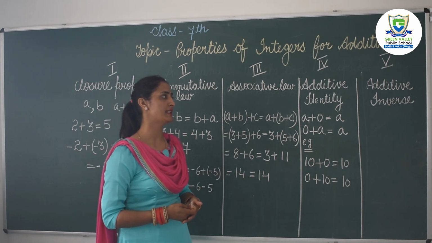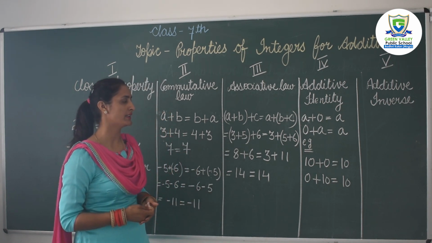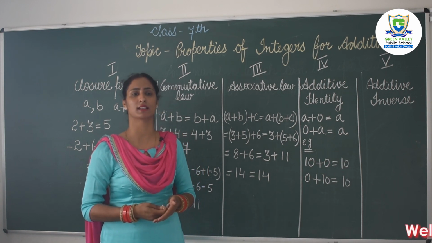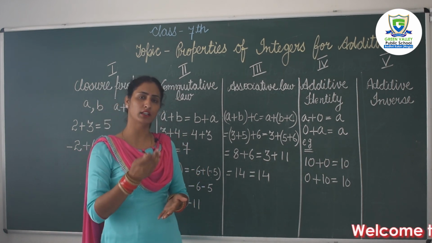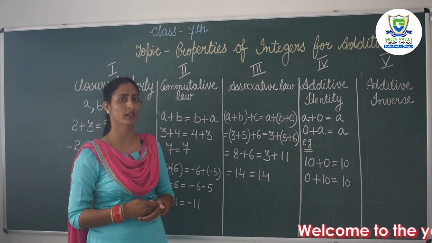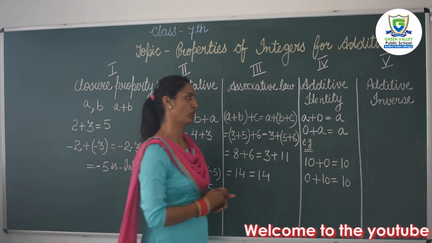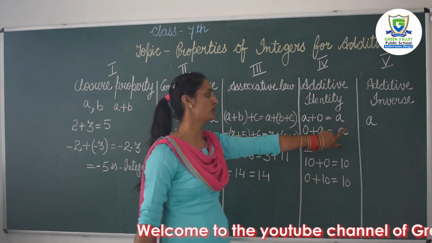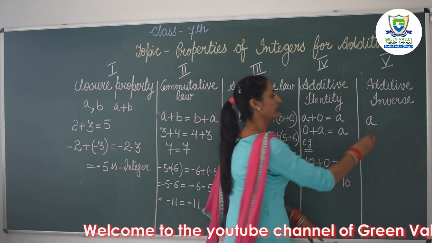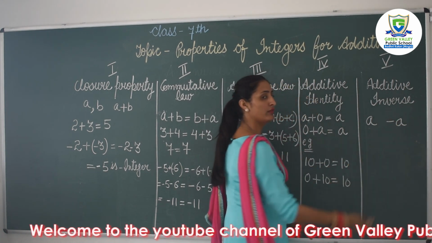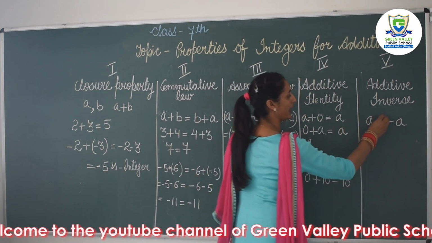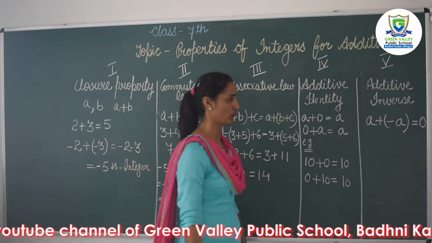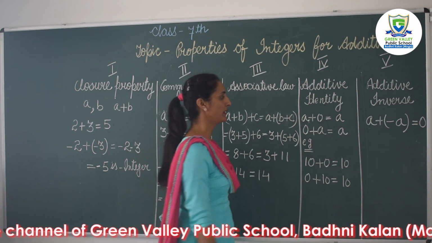And the last is additive inverse. Additive inverse means if you have an integer and if you add the negative of that integer to the number, your answer will be 0. What it means? It means if you have one integer, suppose you have integer a, and negative of this integer will be minus a. If you do addition of these two, your answer will always be 0. Let us solve it with one example.